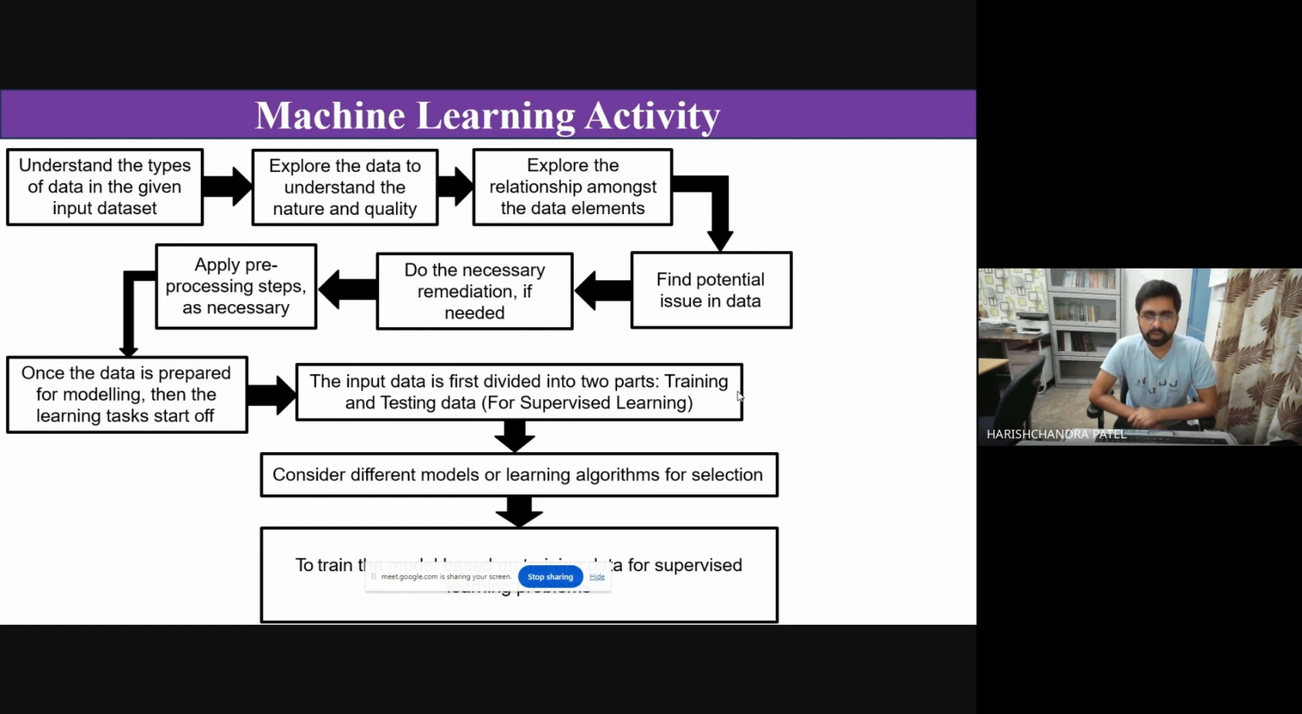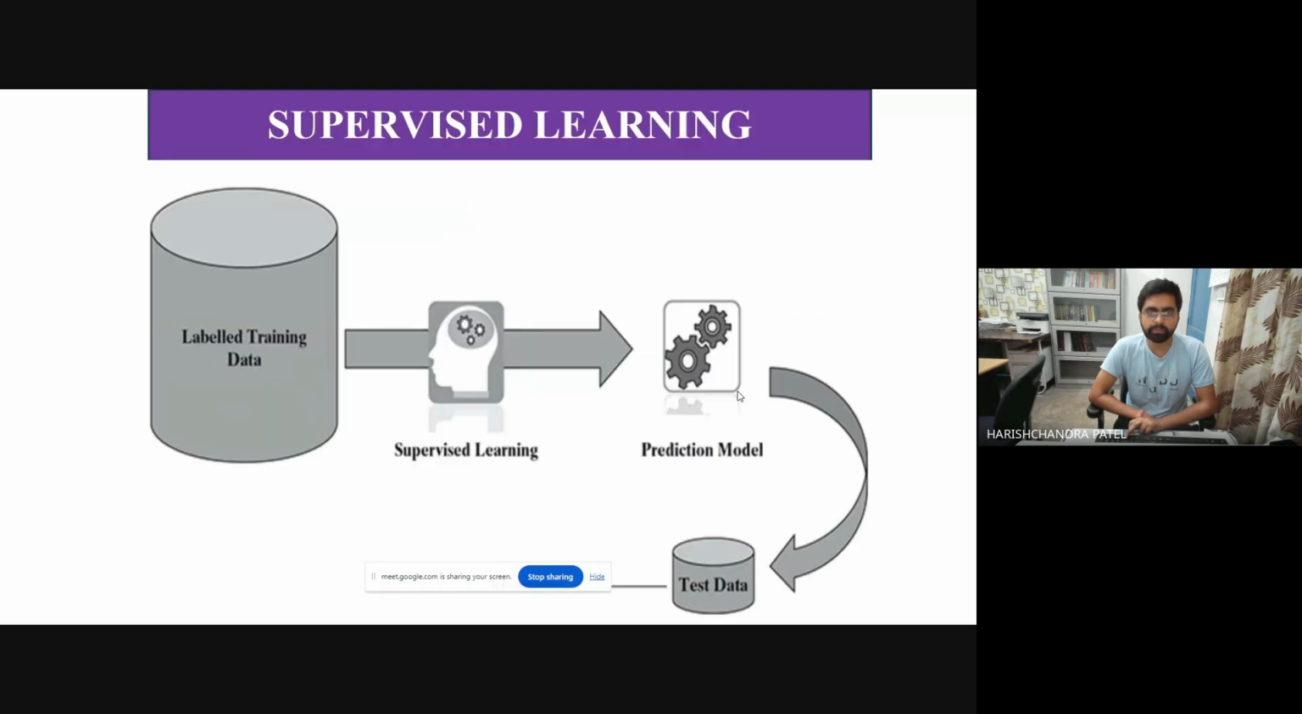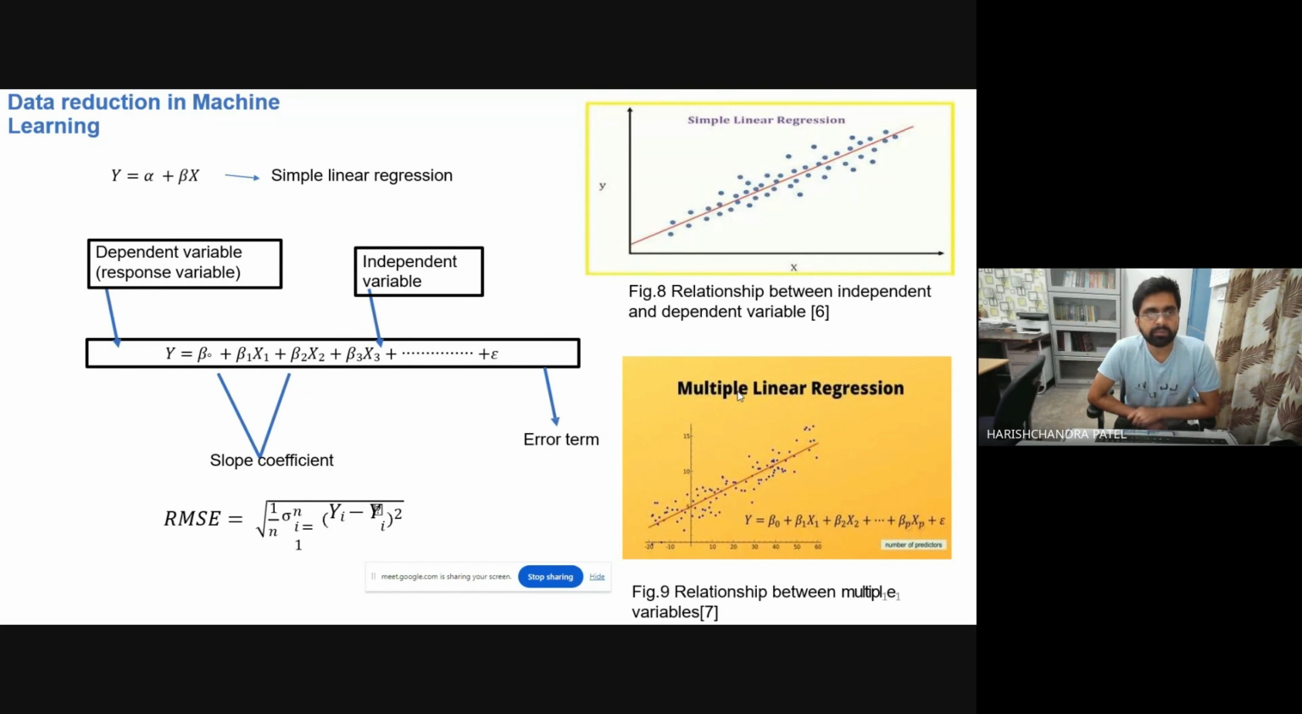Consider different learning algorithms for the selection. The steps for machine learning are: preparing the model, learning, performance evaluation, and performance improvement. In the case of supervised learning, already discussed, for the mathematical model, data reduction is how we can use the data in machine learning.